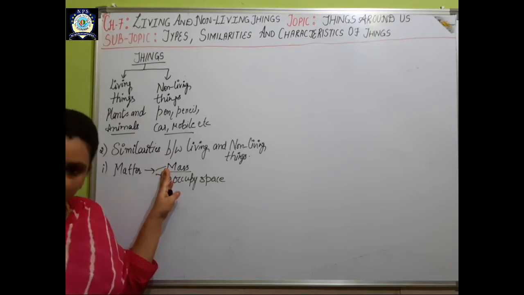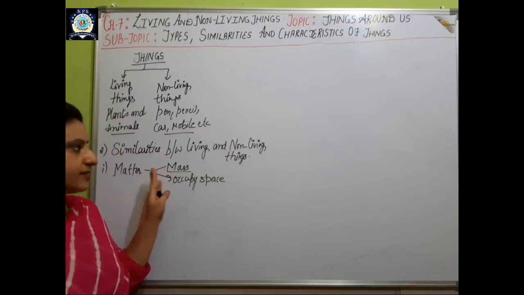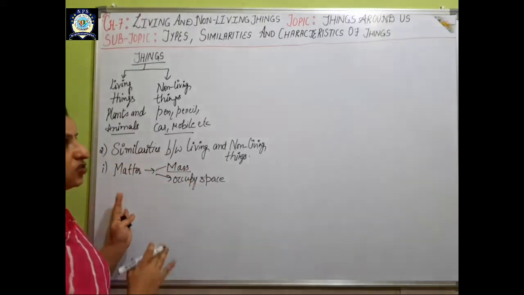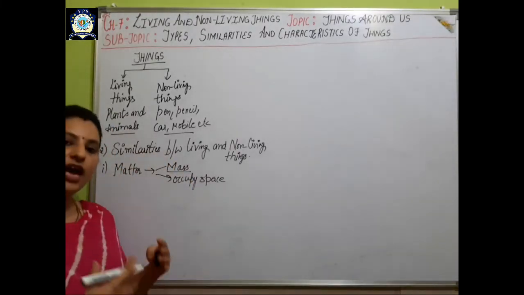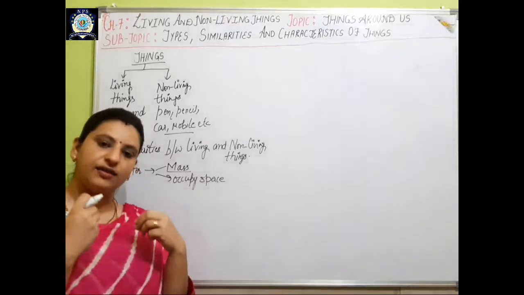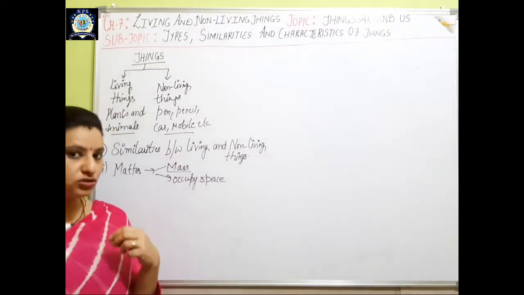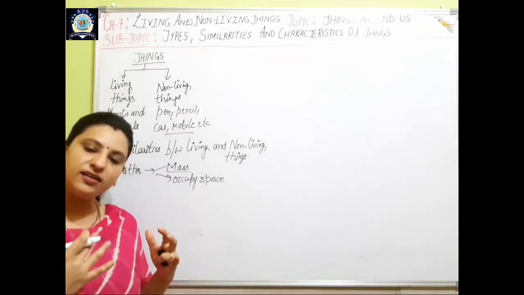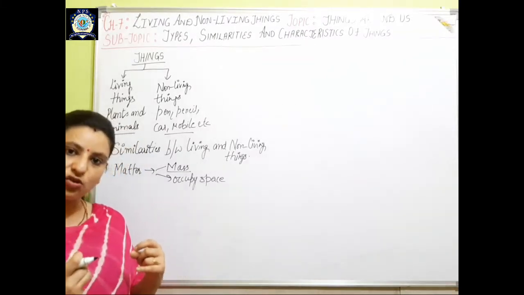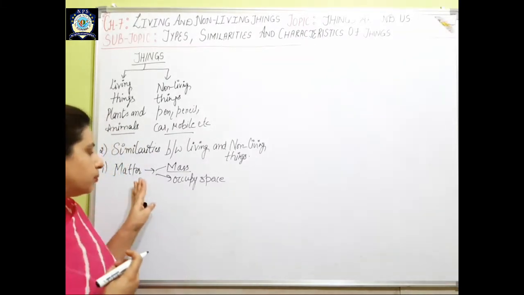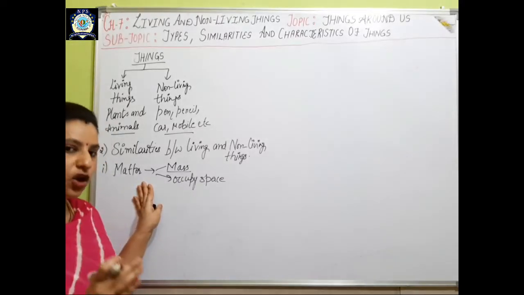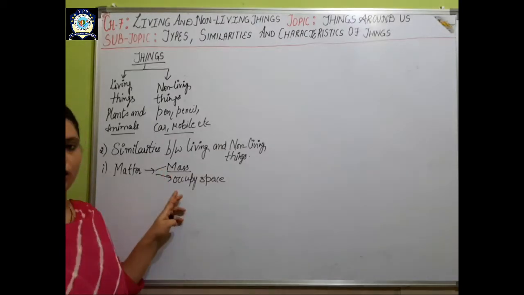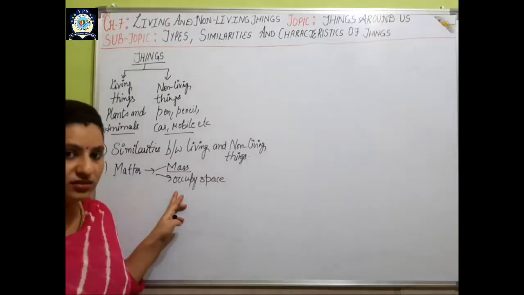If I exemplify them, this board is a non-living thing, but it covers space over this wall. If I take an example of myself, as a human being I am a living thing. Where I am standing, I am also occupying some space over here. So both the living and non-living things are made up of matter. It means they have some mass and they can cover some space.